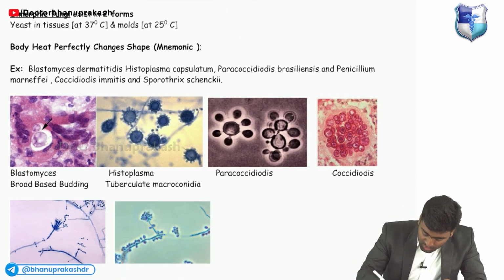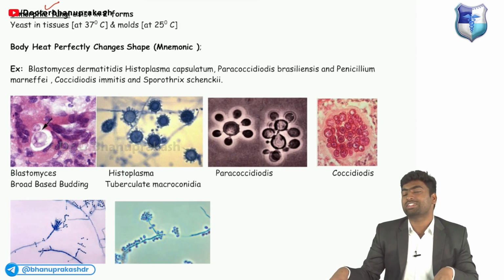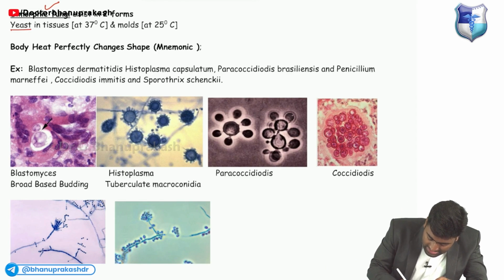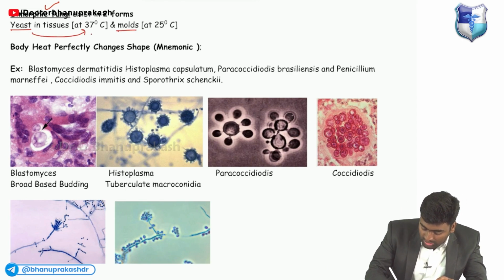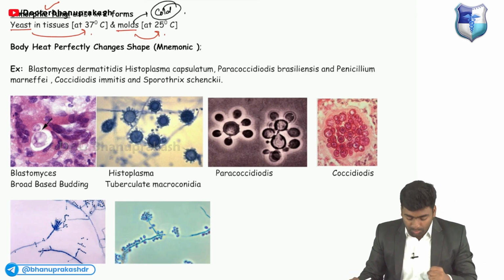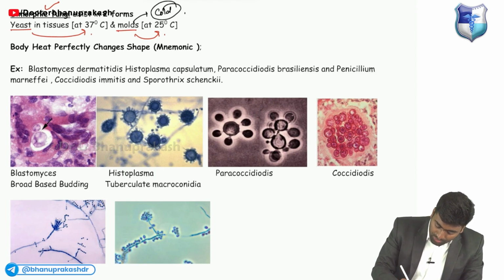Dimorphic fungi. Next, about dimorphic fungus, it means it has 2 phases. One phase at your home, one phase with your friend. Okay, so this dimorphic fungus will be yeast at 37 degrees Celsius and mold at 25 degrees Celsius. So remember, at cold temperature, it will remain as mold. Then the mnemonic is: body heat perfectly changes shape. Okay, it is a mnemonic.